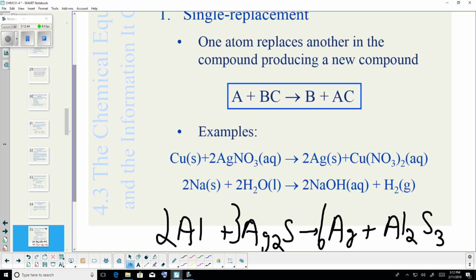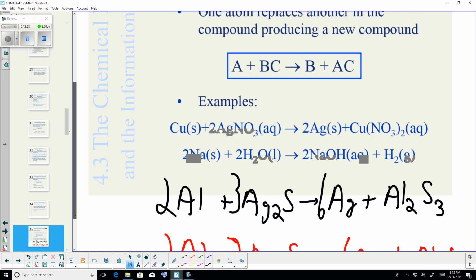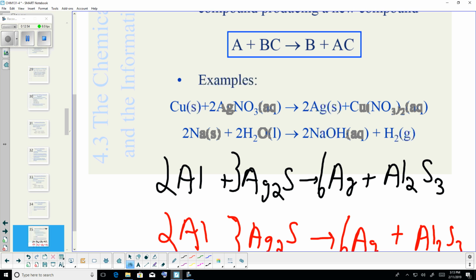Sodium plus water goes to sodium hydroxide plus hydrogen gas. And the bottom one, aluminum plus silver sulfide goes to silver and aluminum sulfide. That's the one I told you about at the beginning of the year, how you polish tarnished silver by putting it on aluminum. It's a single displacement reaction.